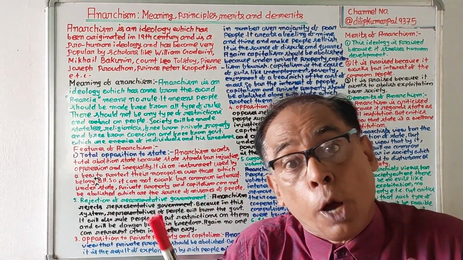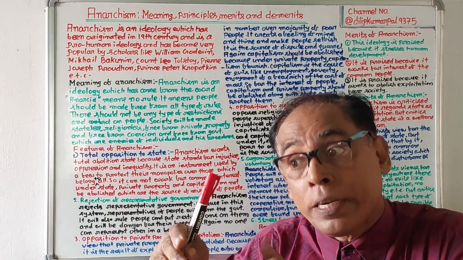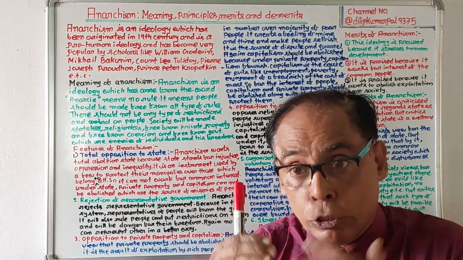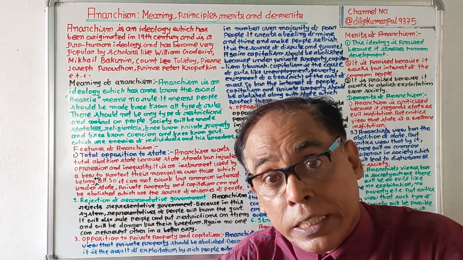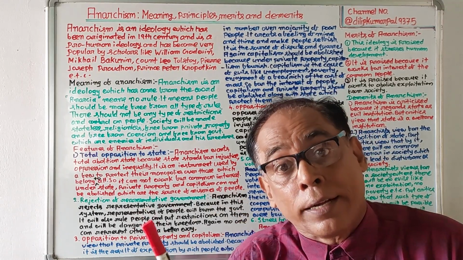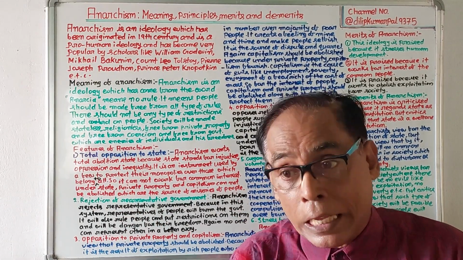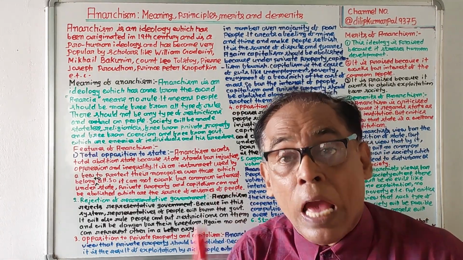State is an instrument of rich people. It is used by rich people to protect their interest, to protect their monopoly over those things which belong to all. So the state will protect the interest of rich people. It will not work for the common people. And so the state will be abolished.